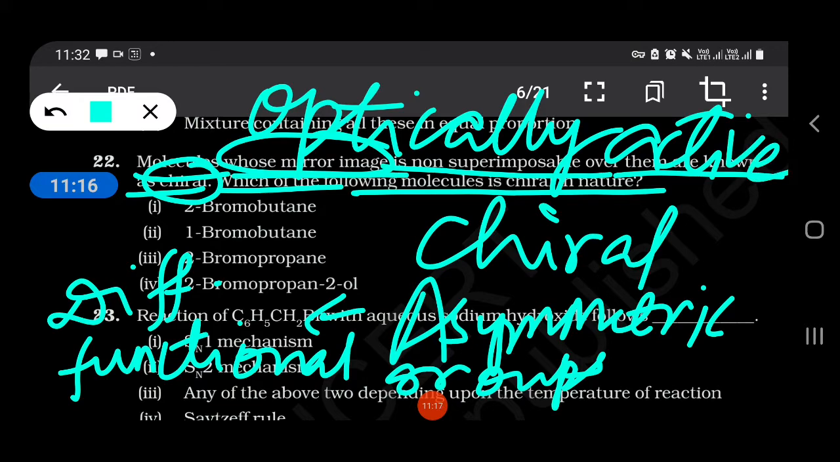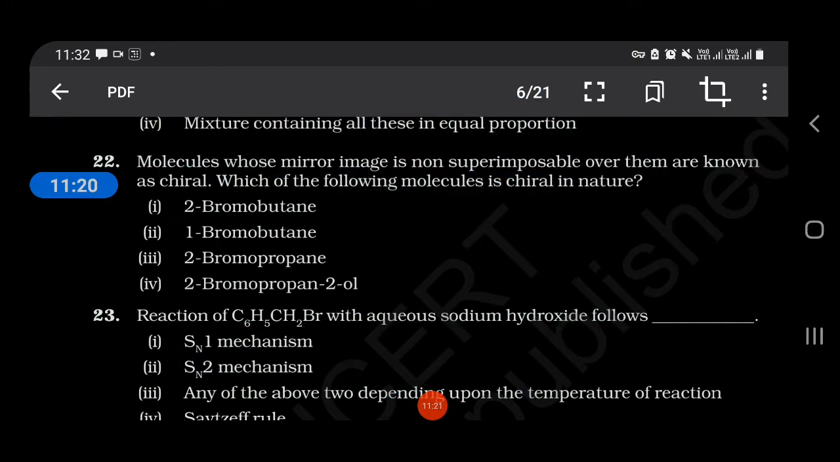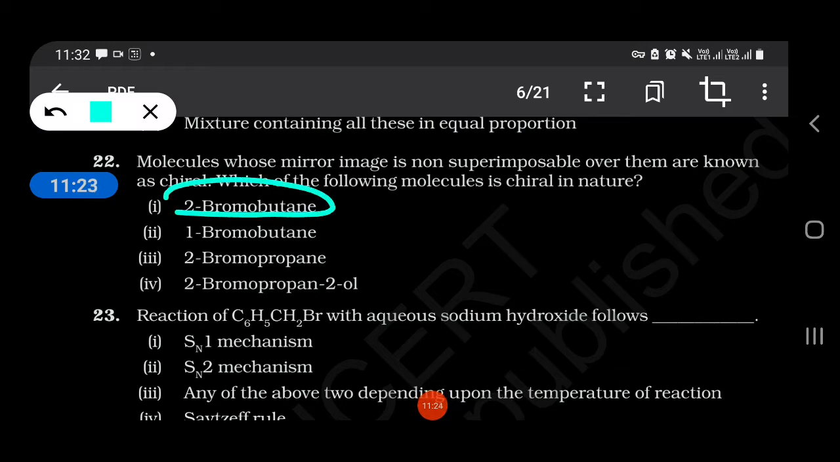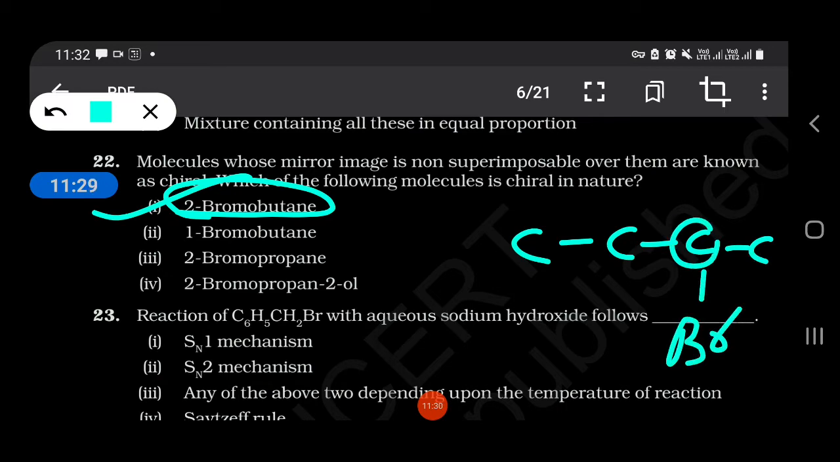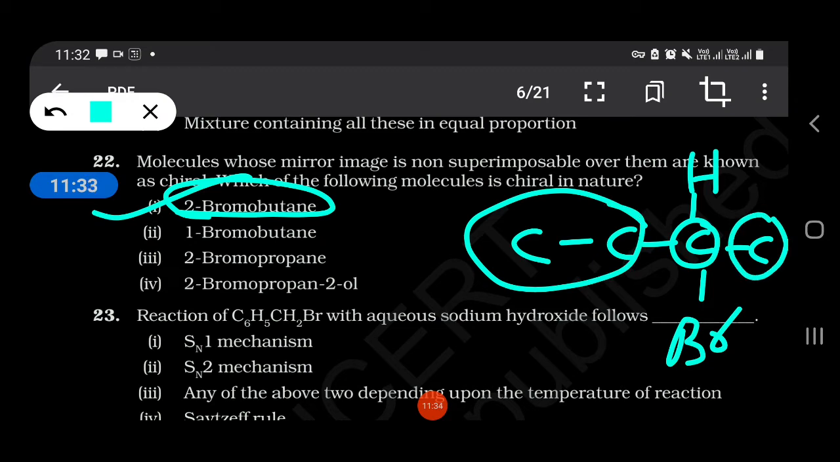Okay, so our answer is 2-bromobutane, because you can see 2-bromobutane is our answer. 1, 2, 3 and 4, 2-bromo. So on this carbon you can say an H is present, an ethyl group and a methyl group is present. So we can say that it is chiral. Okay.